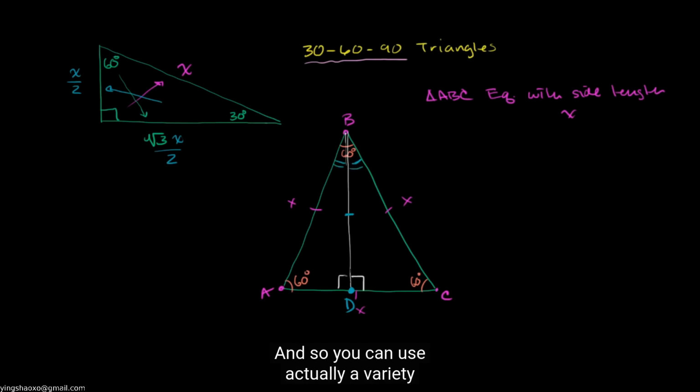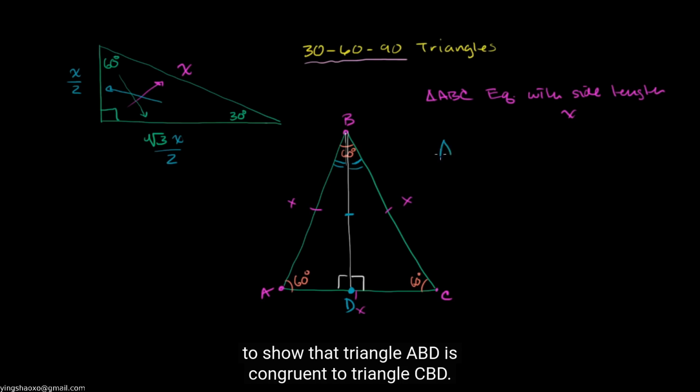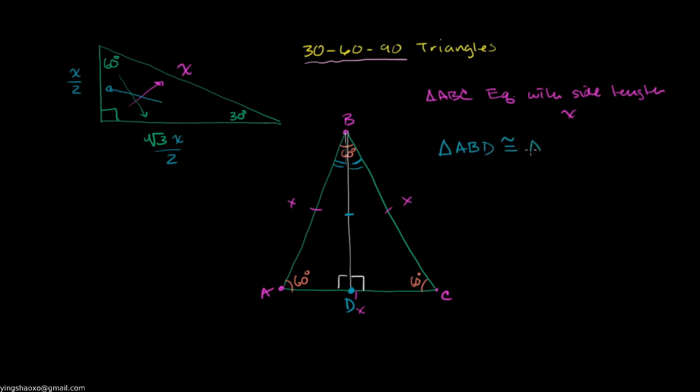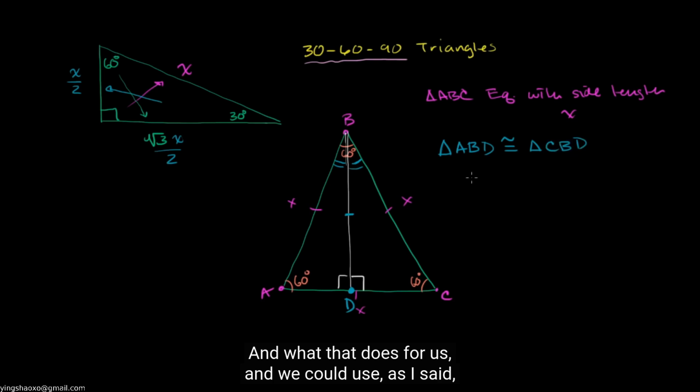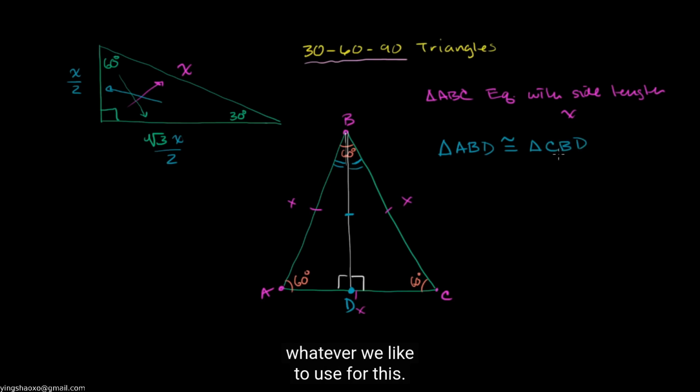And so you can actually use a variety of our congruence postulates. We could say side-angle-side congruence. We could use angle-side-angle. Any of those to show that triangle ABD is congruent to triangle CBD. And what that does for us, and we could use, as I said, angle-side-angle or side-angle-side, whatever we like to use for this.